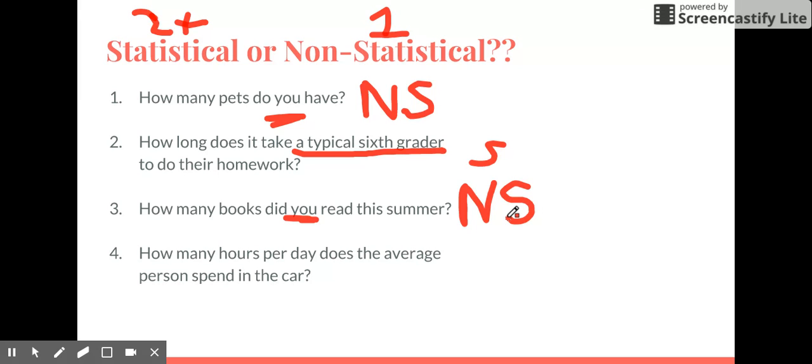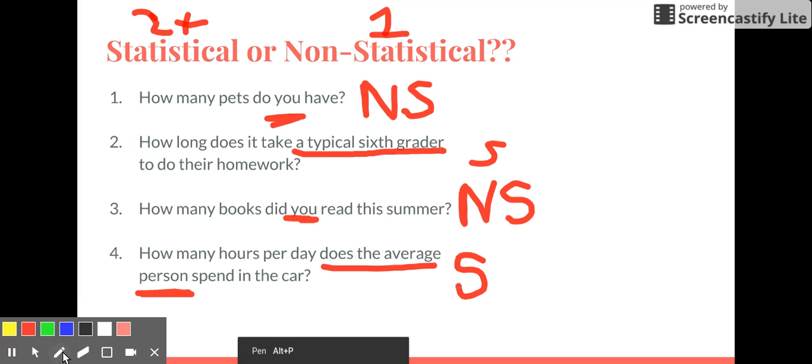4, how many hours per day does the average person spend in the car? Again, now we're looking at the average person. So that means we're looking at multiple people. And does everybody spend the same amount of time in a car per day? Chances are no. So we're going to have more than one answer for this, so this makes this statistical.